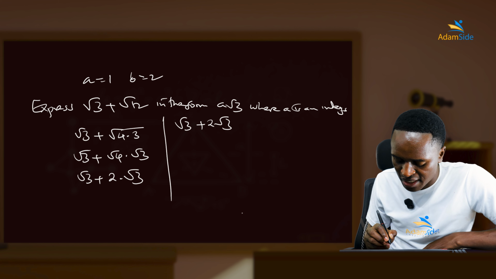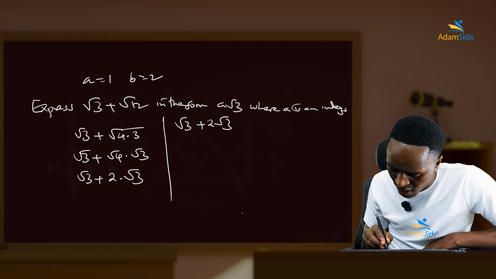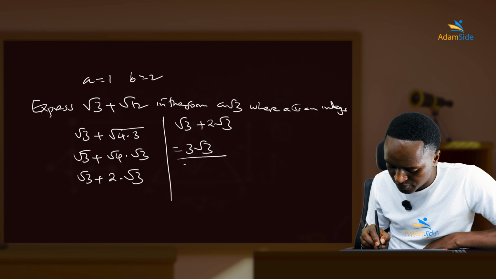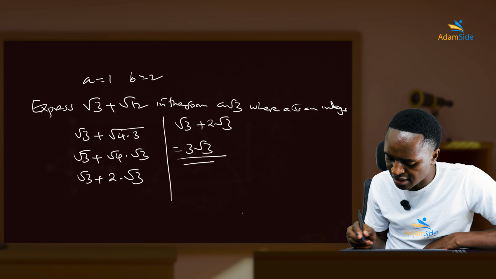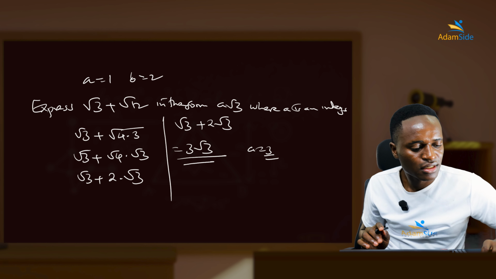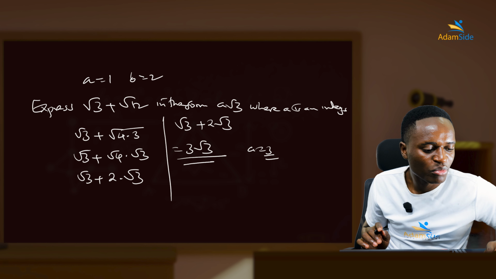You can easily simplify that. If you add, 1 root 3 plus 2 root 3 is 3 root 3. So a, where a is an integer, is 3. You can get that, and you simplify as simple as it is.